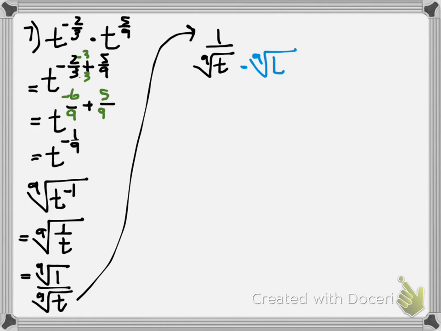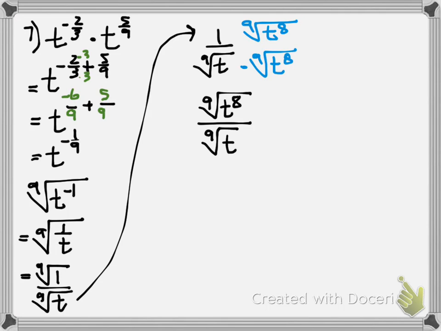So I'm going to multiply top and bottom by the 9th root of t to the 8th. Why 8? Well, I already have 1 t underneath the radical. So multiply top and bottom by that. Now, I can't take in the numerator the 9th root of t to the 8th because I'm shy of 1 t. So that's going to stay as the 9th root of t to the 8th. The denominator, however, now looks like this. The 9th root of t to the 9th, which would be the same thing as saying t to the 9th to the 1/9 power.